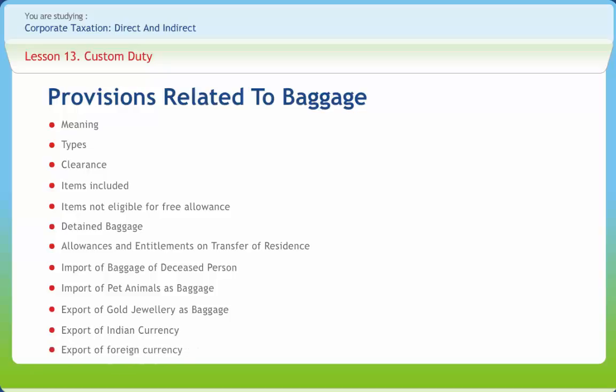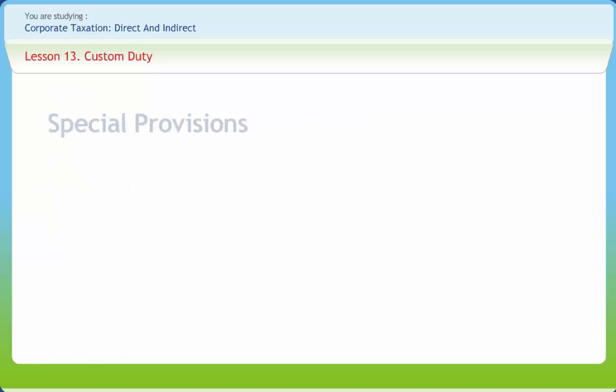Indians going abroad are permitted to take with them foreign currency without any limit as long as the same has been purchased from an authorized foreign exchange. Now at last, let's discuss some special provisions.